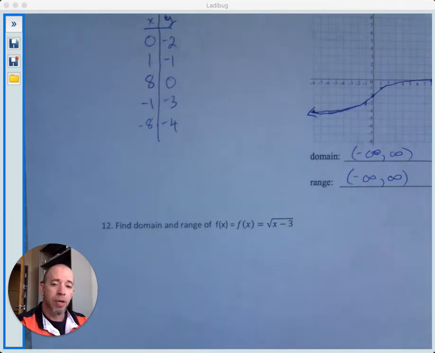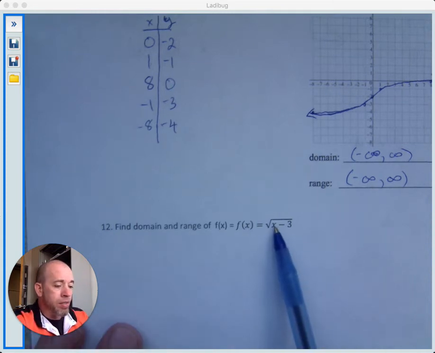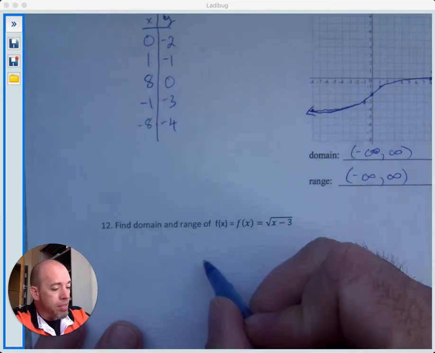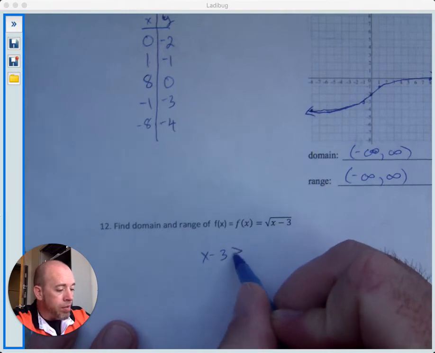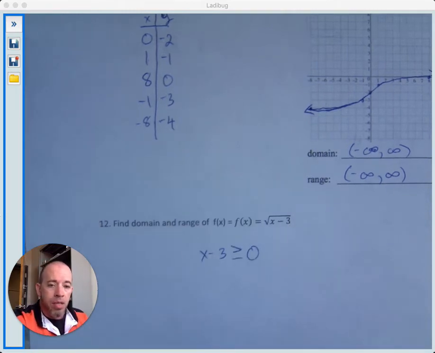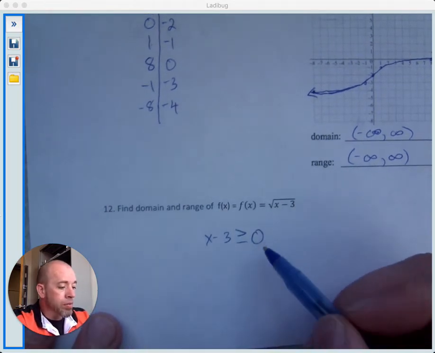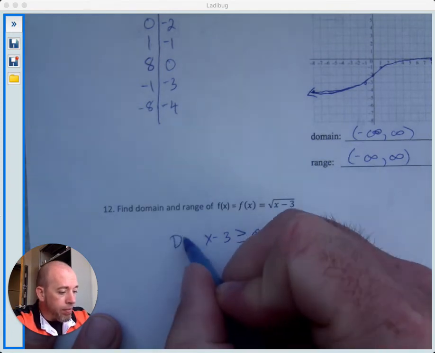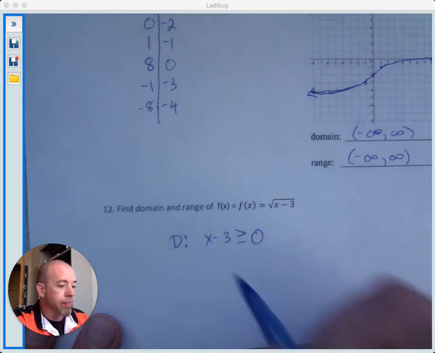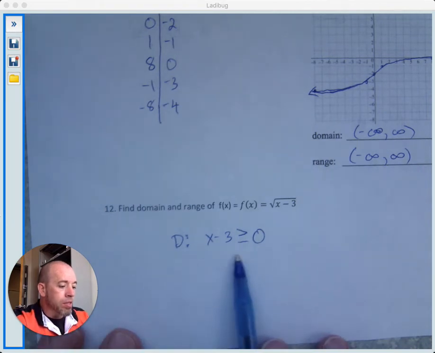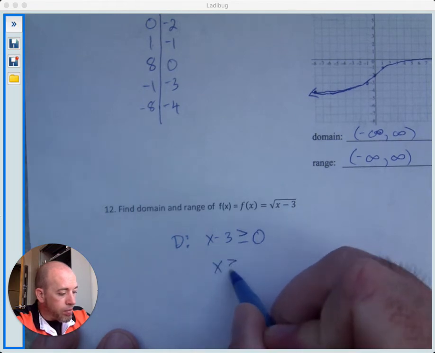Well, I can take the square root of any non-negative number, as long as it's 0 or positive, right? So this x minus 3 that's underneath the radical has to be greater than or equal to 0, right? So if we solve this inequality, it will give me the domain. Okay? So this is going to tell us the domain if we solve for x, right? So let's solve for x. We add 3 to both sides, so x is greater than or equal to 3, right?